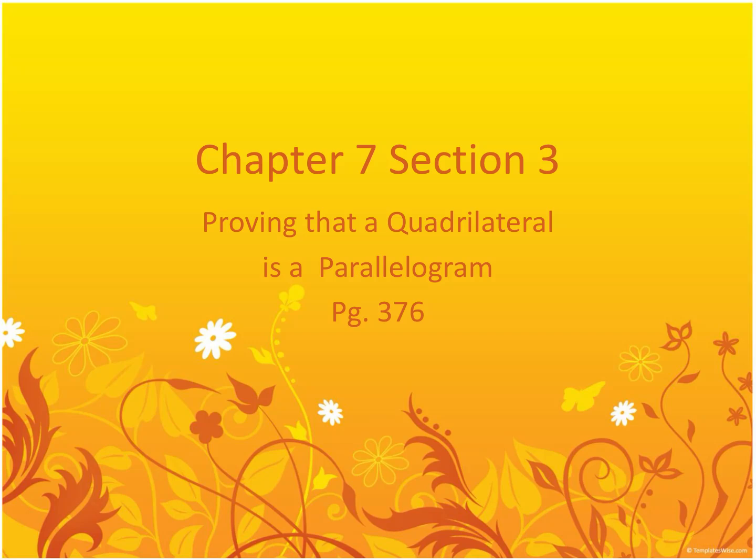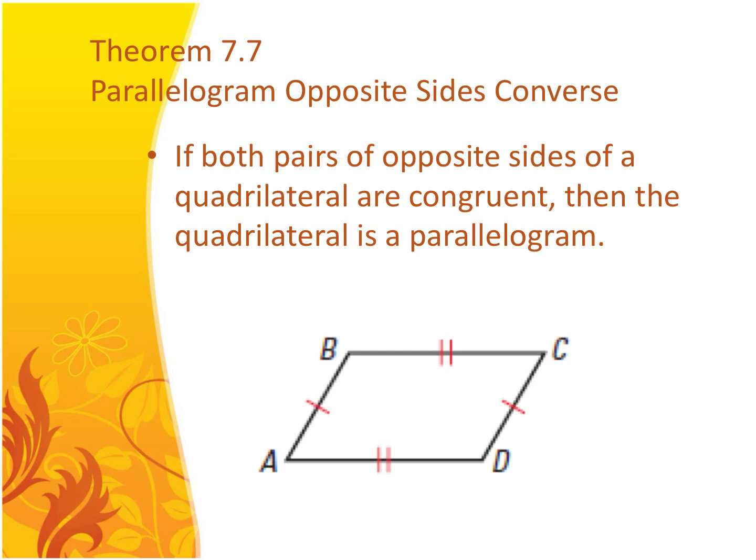All right, chapter 7, section 3, proving that a quadrilateral is a parallelogram. We're just doing the converse, meaning the opposite of 7-2. So we're switching the if and then statement.